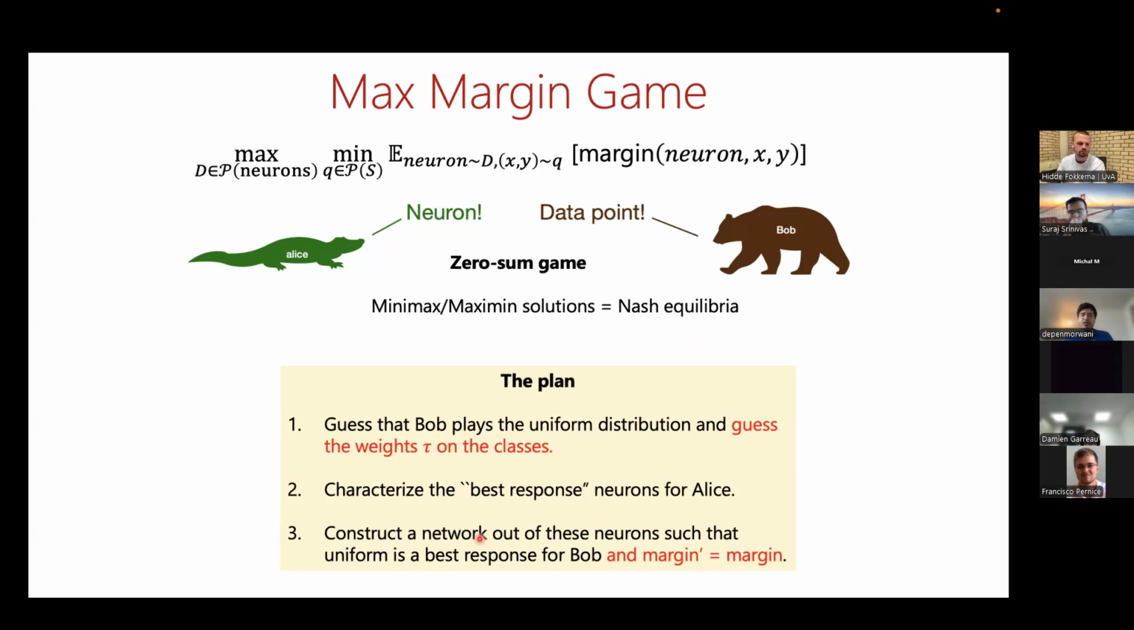And for modular addition, it turns out that you can put equal weights on all the other classes. So you literally start with a uniform distribution and equal weights on all the other classes, solve this, get whatever neurons we have, and then construct a net and show that this net has margin prime the same as margin. So this is the entire technique.